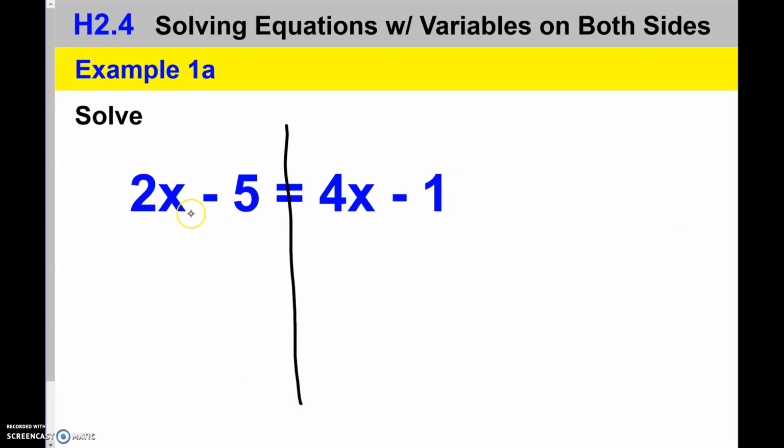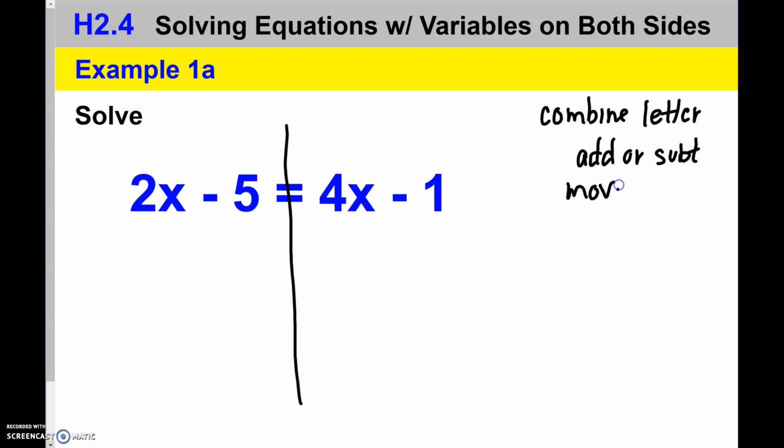All right, number 2, I'm going to draw my line down the middle. If you look, we have X's on one side and X's on the other side. So the first thing I'm going to do is combine my letters by either adding or subtracting. I like to move the smaller number. 2X is smaller, so I'm going to subtract 2X. Remember, you have to put it all the way on the other side of this line. So minus 2X, minus 2X.